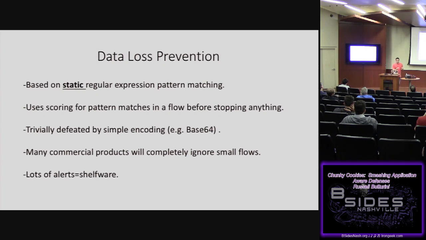If we deviate just a little bit to the left or the right off these signatures, then DLP fails. So if you have a file full of credit card numbers and you base64 encode it, what happens to it? The DLP waves it on down the wire and says goodbye, good luck, right?